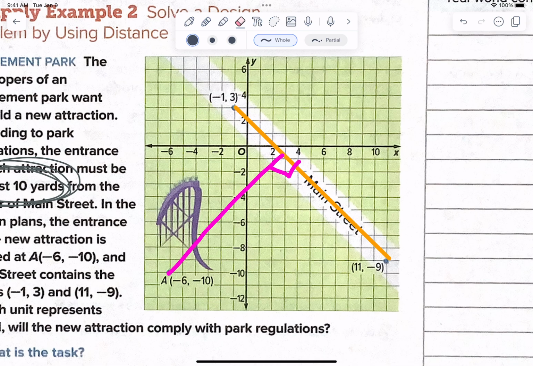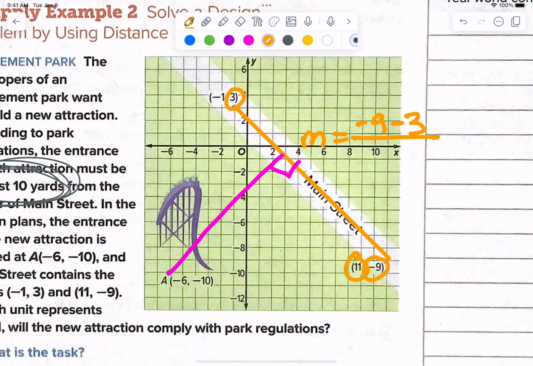So what do we do first? The slope. Let's find the slope of the original line. You can count if you want to, but since the points are so far apart, let's just use the slope formula. -9 minus 3, over 11 minus -1, so 11 plus 1. -9 minus 3 is -12 over +12. So the slope there is -1.